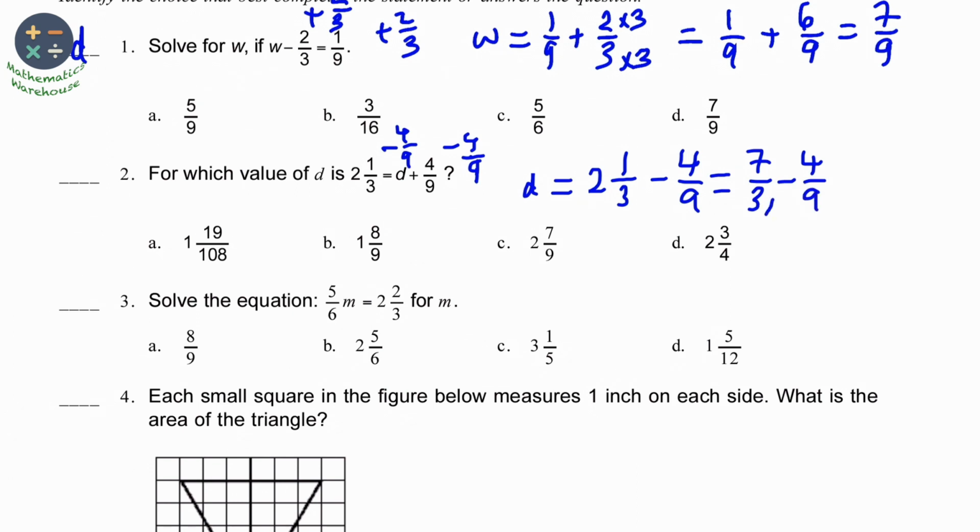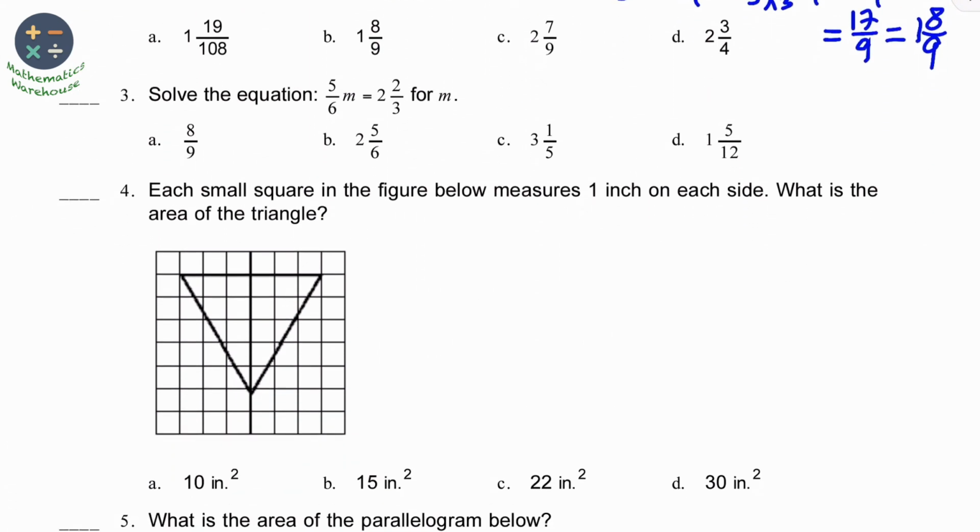We can convert 3 to 9 by multiplying by 3. As we said before, we have to multiply both numerator and denominator by the same number. So now it's 21 over 9 minus 4 over 9, which equals 17 over 9. As we know, 17 over 9 is an improper fraction, so we can convert it to a mixed number. How many 9s fit into 17? Of course, we have 1 nine, and the remainder would be 8 over 9. So the answer would be the second choice, B.